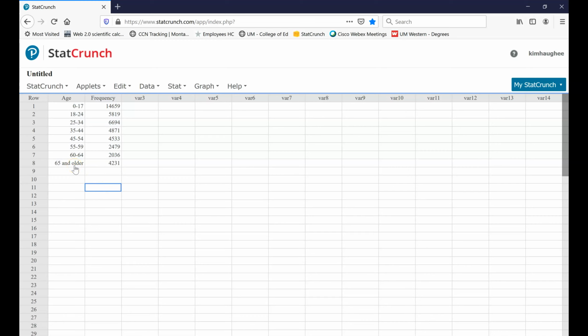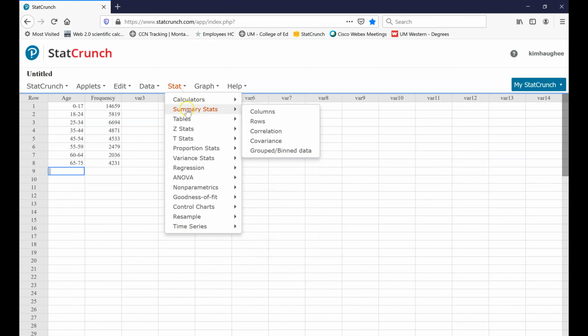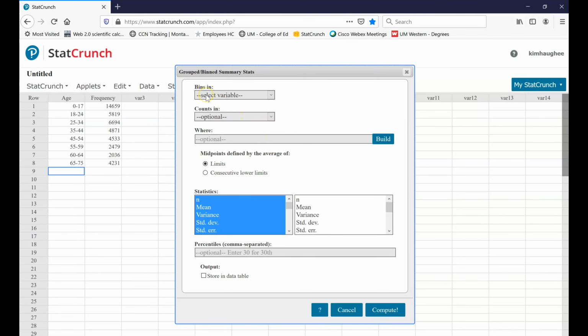Next, I'm going to modify the bottom row of the age column. I'm going to say this is 65 to 75. That way it has a midpoint of 70. Once my data is prepared, I go to Statistics, Summary Statistics, down to Grouped Bin Data. My bins are my intervals, so that's age. My counts are my frequency. I select consecutive lower limits. That's important. I'm also going to select mean and standard deviation. I did that by using the Control key.